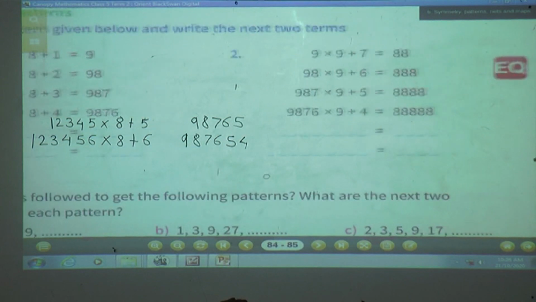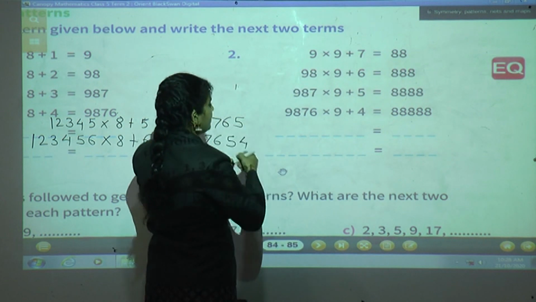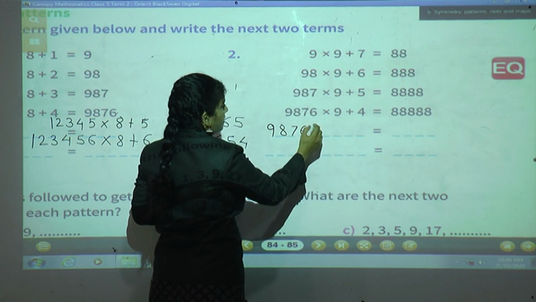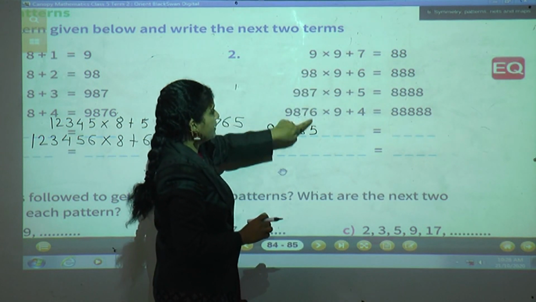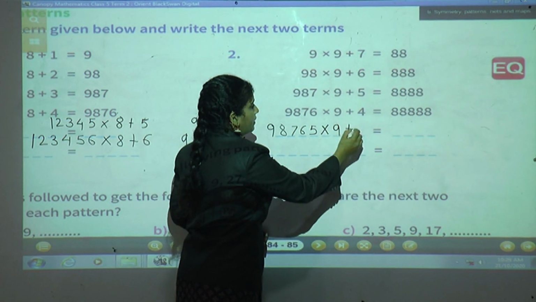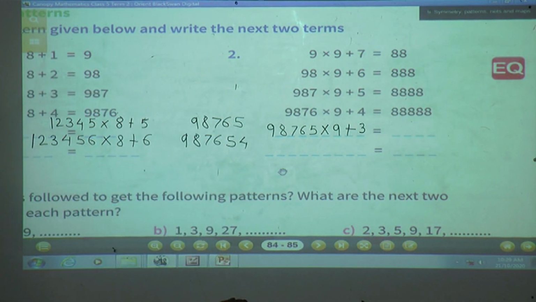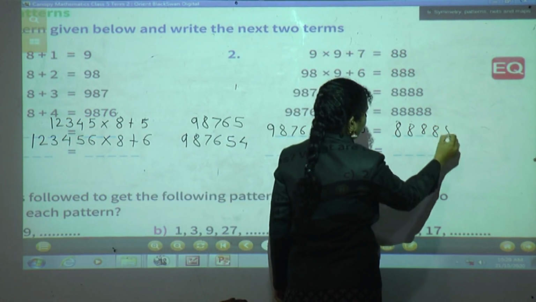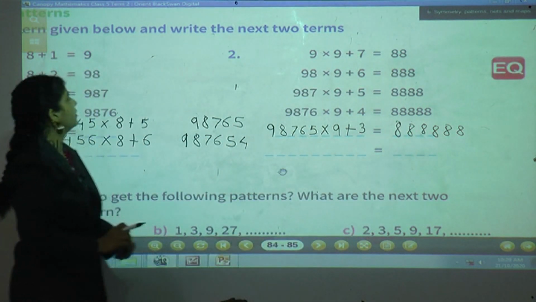Here you can see, here 9 as it is we can write, even 8 also, 7, 6, they have the different pattern. See 9, 8, 7, 6 and here it will come 5. Again multiply 9 and here plus 3. Okay, so just do the calculation. The answer will be here 8. Okay, so in this way you can write the pattern.